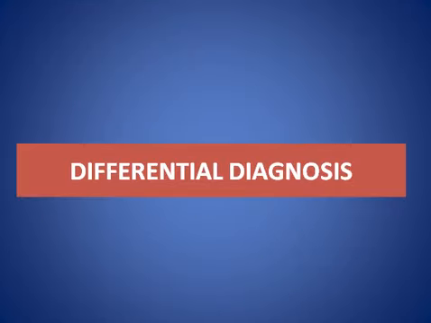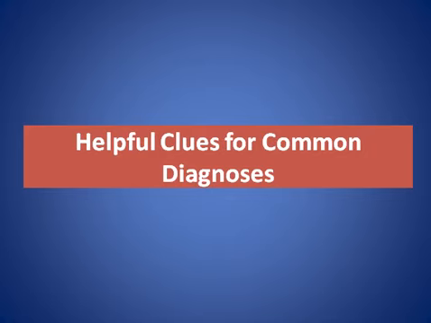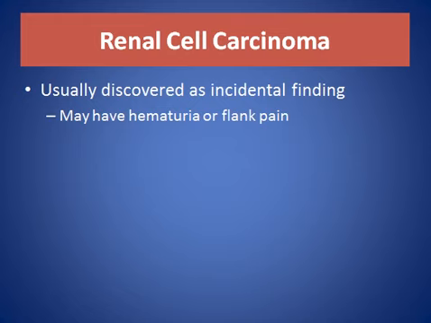The differential diagnosis of solid renal mass includes the common diagnoses: renal cell carcinoma, Wilms tumor, nephroblastoma in children, column of Bertin as a mimicker, fetal lobulation as a mimicker, and pyelonephritis. The clues for common diagnosis include renal cell carcinoma, usually discovered as incidental finding. The patient may have hematuria or flank pain.